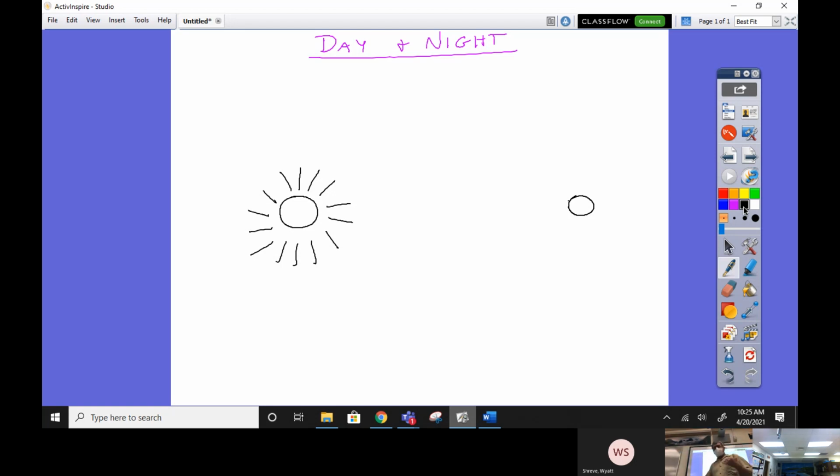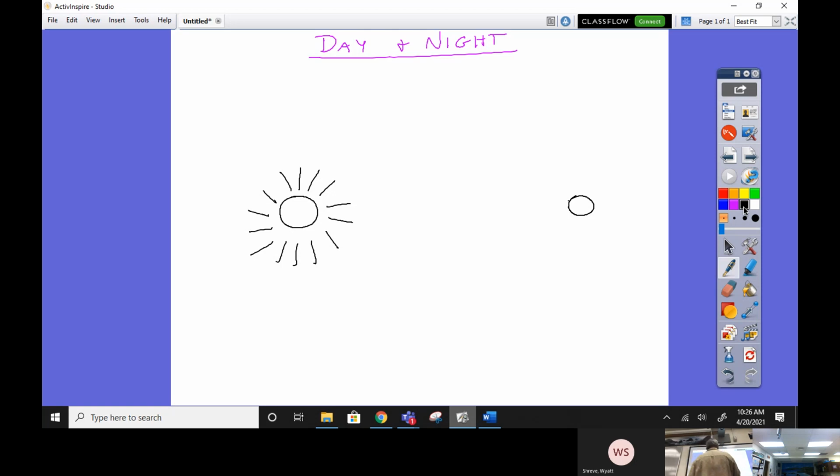So the sun is the only source of light within the solar system, meaning that it's the only thing that's creating its own light. Yes, the moon has light coming from it, but it's basically just reflecting off of the sun. The moon is like a big mirror in the sky. The same is true for the Earth and the rest of the planets.